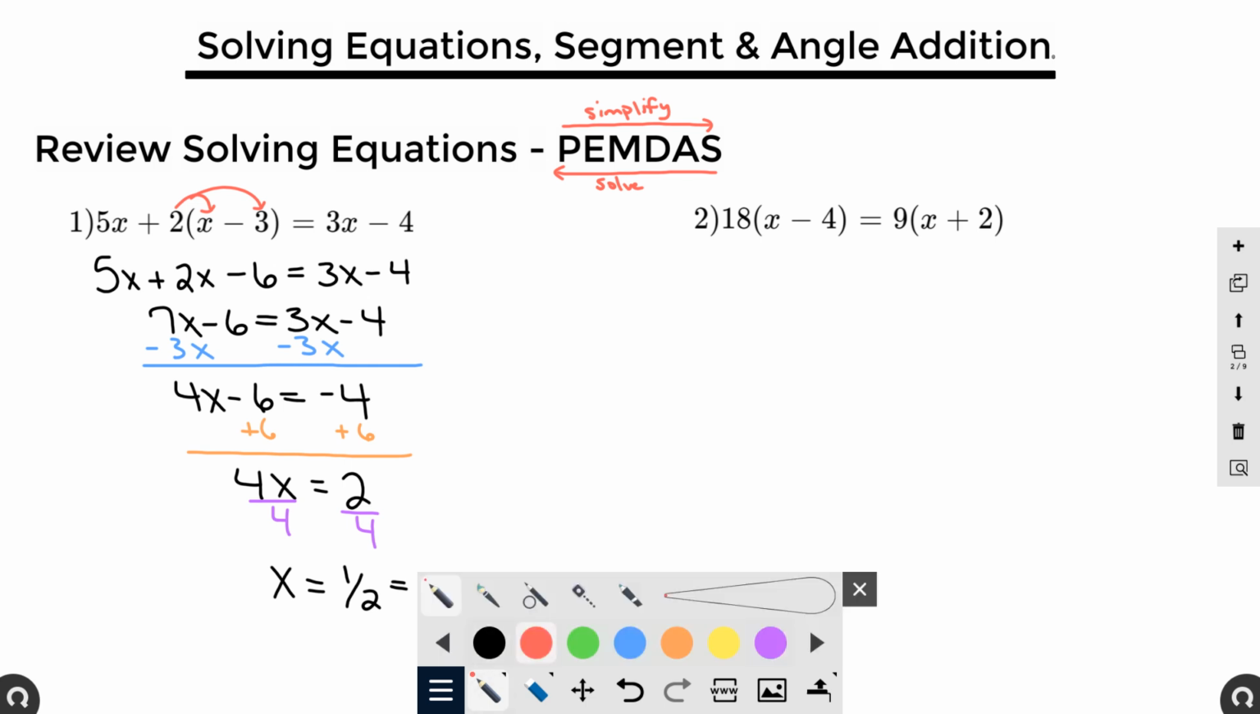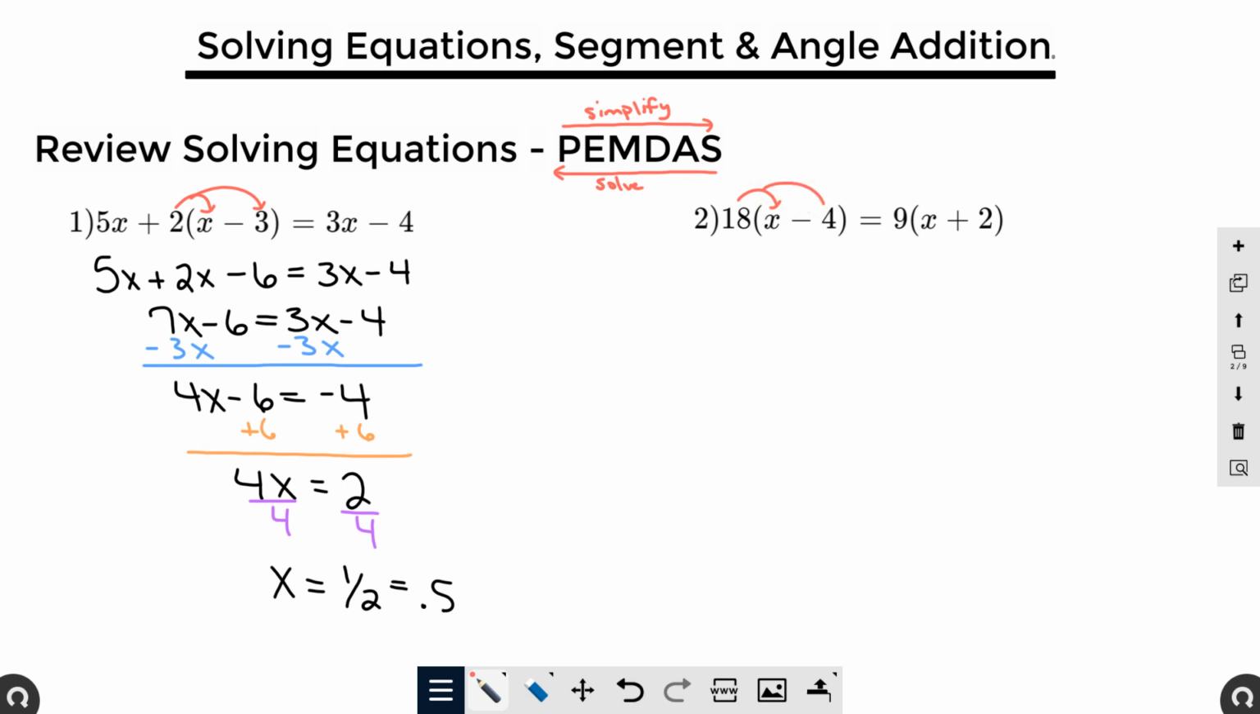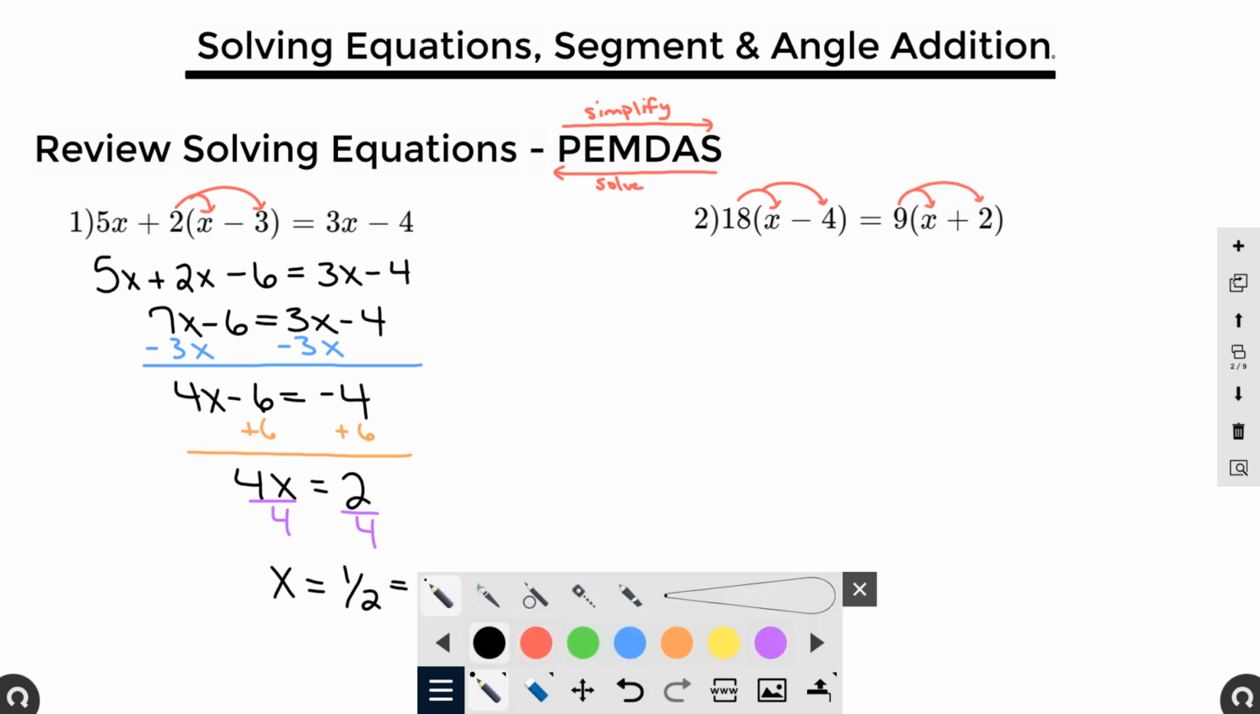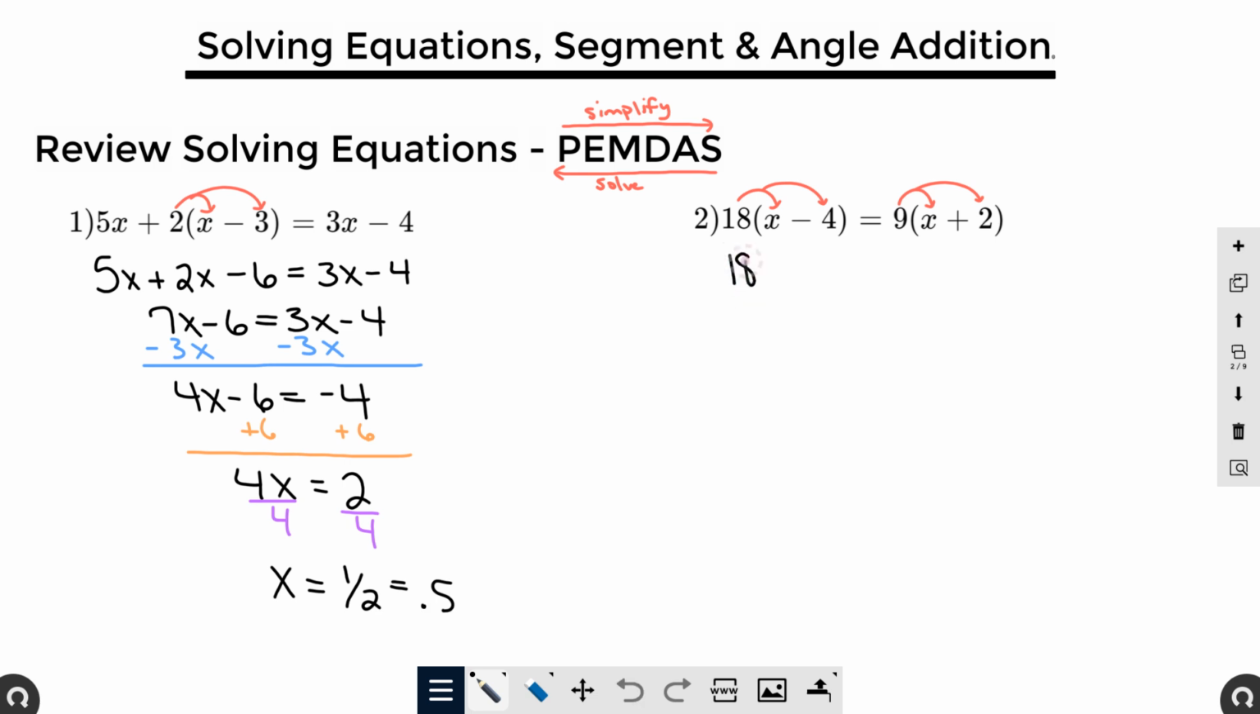Do the parentheses, and you would distribute. So this 18 is going to distribute to this parenthesis, but you could also go ahead and distribute the 9. All right, so 18 times x is 18x, and then what's 18 times 4? 72. Now distribute on the right side, we get 9x plus 18, okay? Now what would you do?